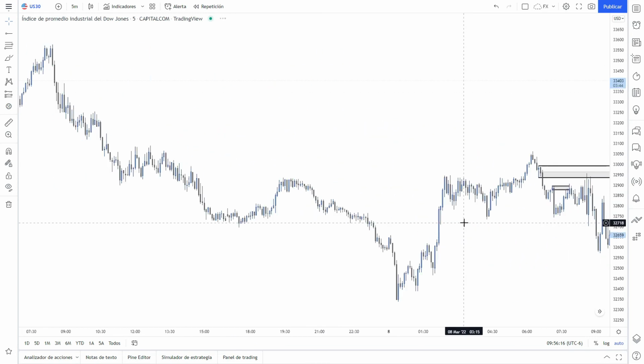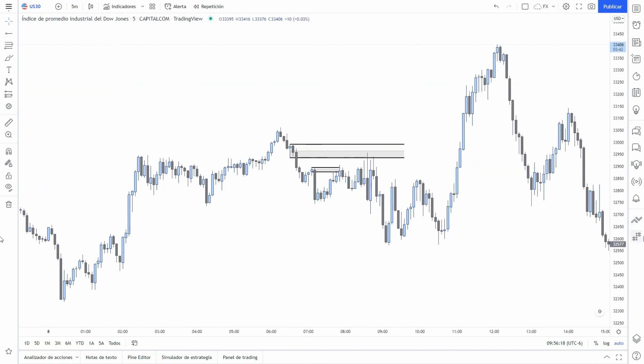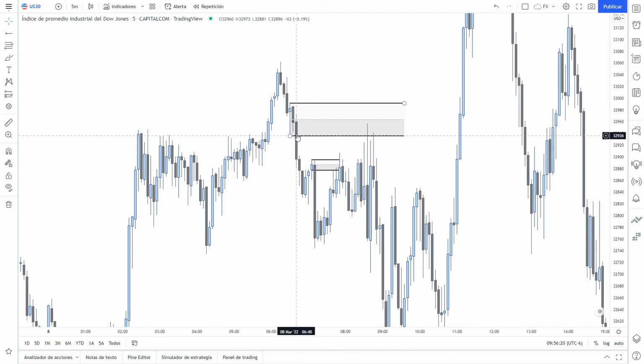Some other in this one. There was an imbalance right here. That's the imbalance that was filled, and then price dropped. So this was the movement I was expecting, but this happened very, very fast.